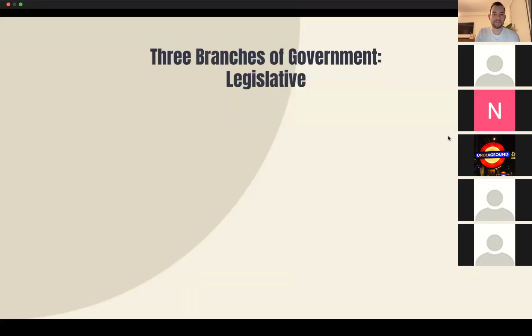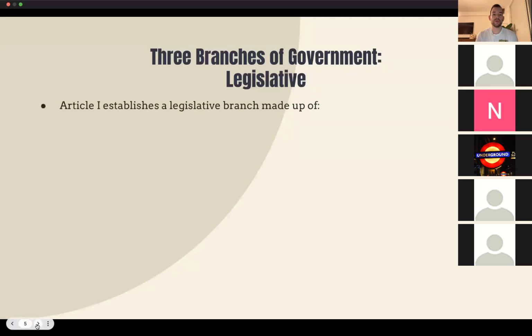All right. So let's talk about the three branches of government. First is the legislative branch. And there's a reason we start with the legislative branch, and that's because that's what the framers started with. Article 1 in the Constitution, the very first article, established a legislative branch. And that was not a coincidence. The framers did that on purpose because they wanted it to be the most important branch.